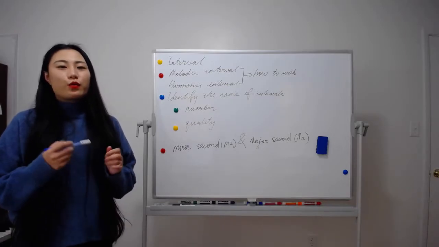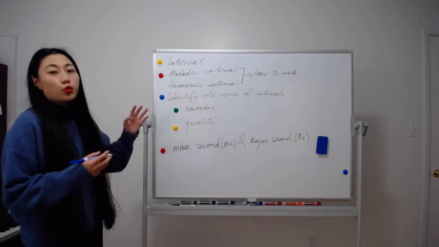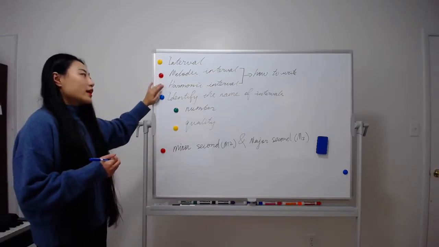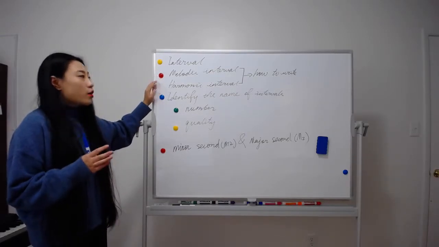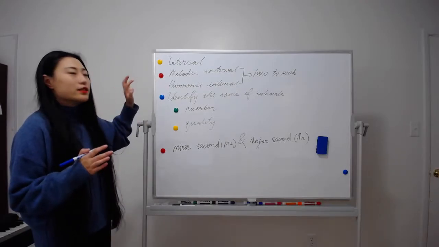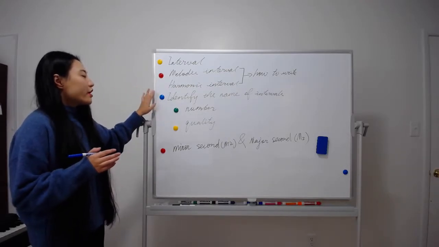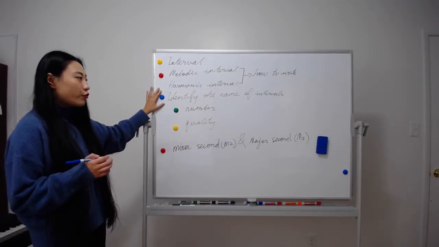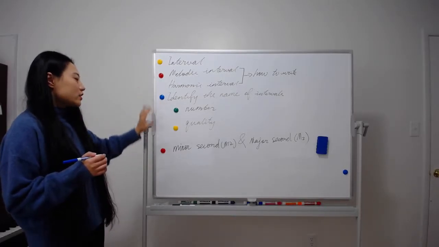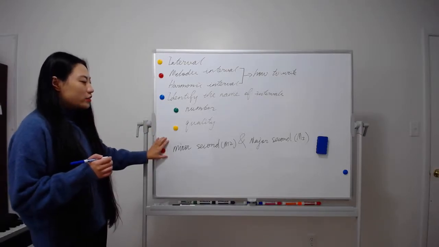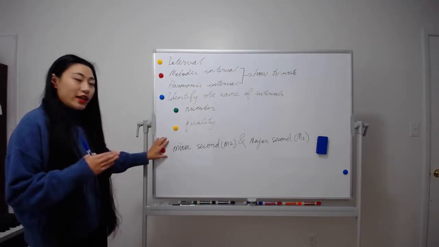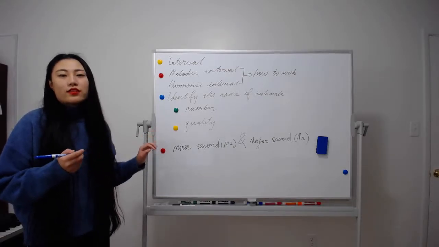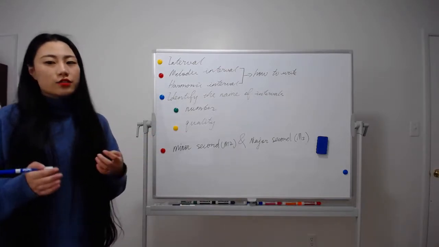Today's class we will discuss the interval, which includes the melodic interval and the harmonic interval. Also, we will discuss how to write these two intervals. And then we will talk about identifying the name of intervals. And last, we will talk about the minor second and the major second intervals. So let's first talk about the definition of interval.